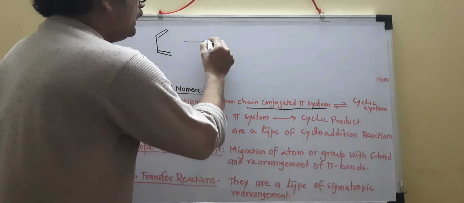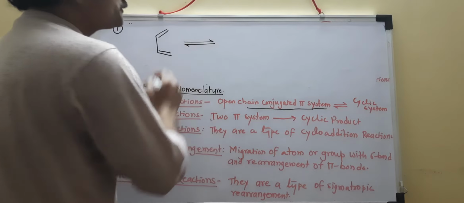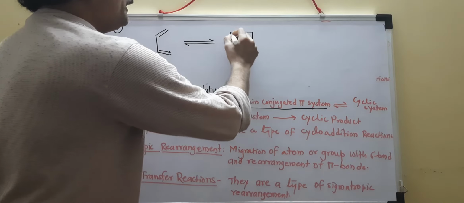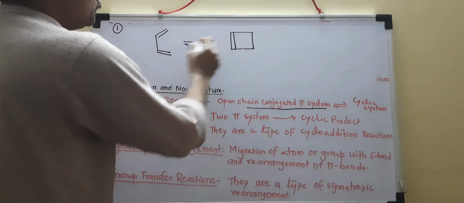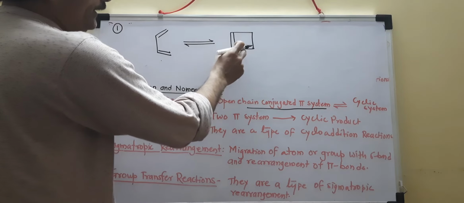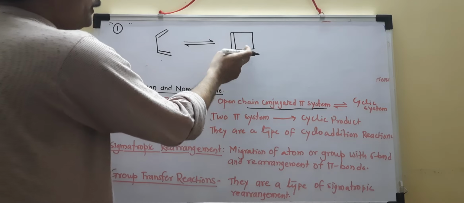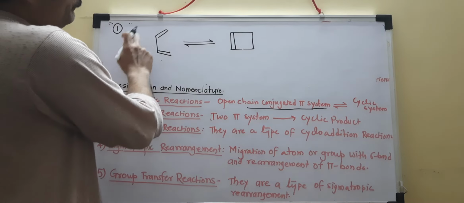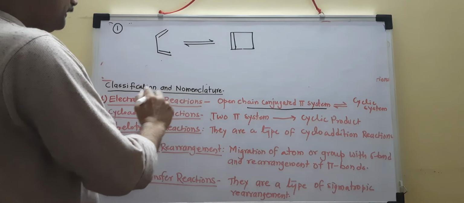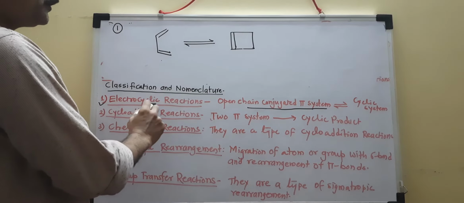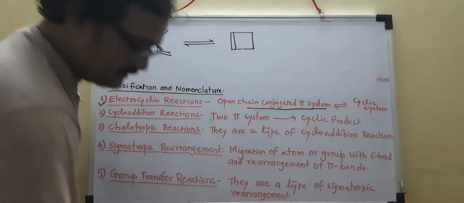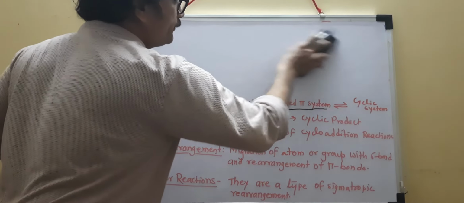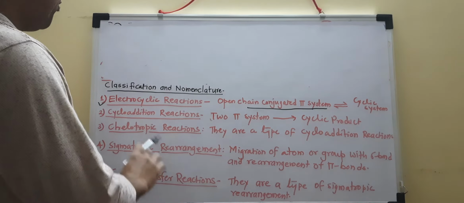This conjugated pi bond system is converted to the cyclic product, and the cyclic product is converted back to the open chain compound in a reversible manner. That is discussed under the electrocyclic reaction. So this is an example of electrocyclic reaction. We'll discuss that in more detail in an upcoming video.